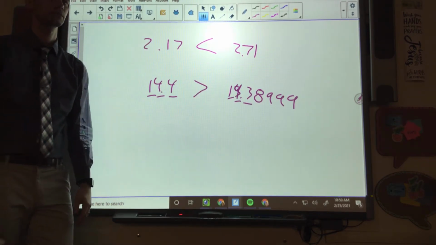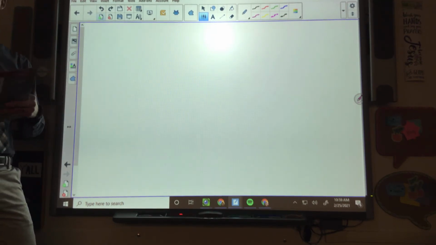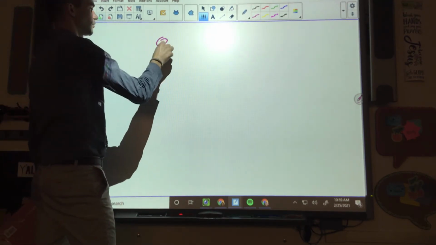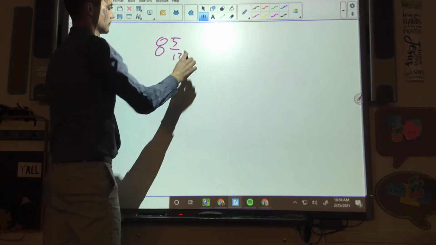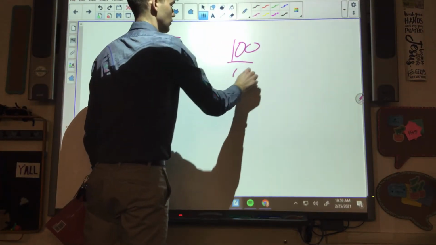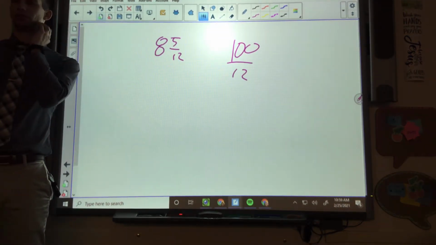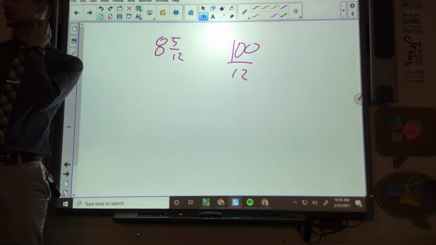Okay. Number 19, 8 and 5/12, and 100 over 12. Okay, I don't want to know the answer yet. I want to know, how do we find the answer here?